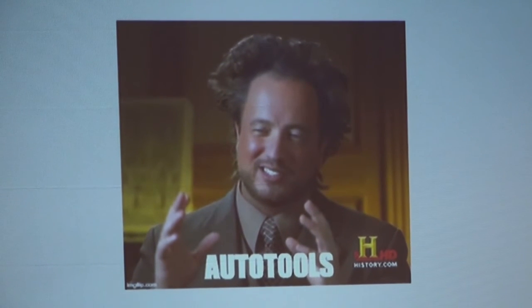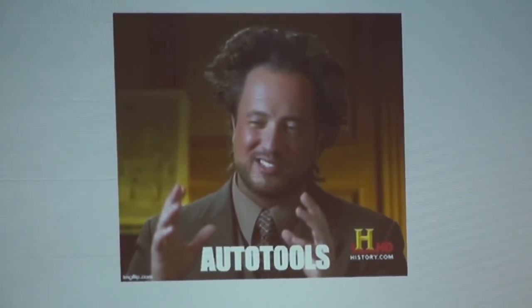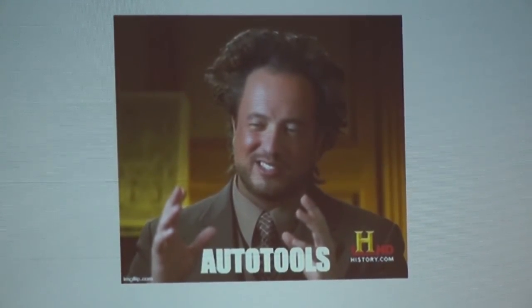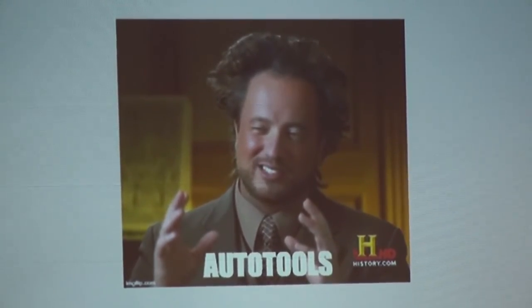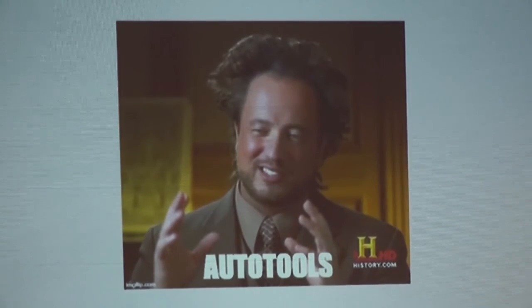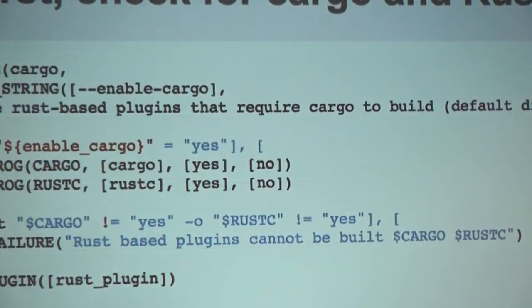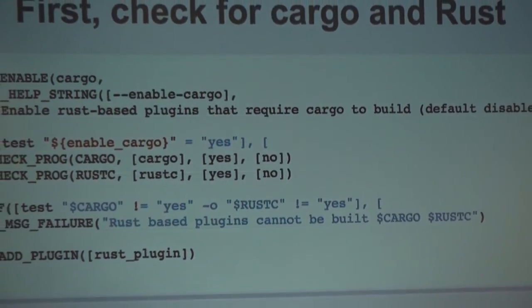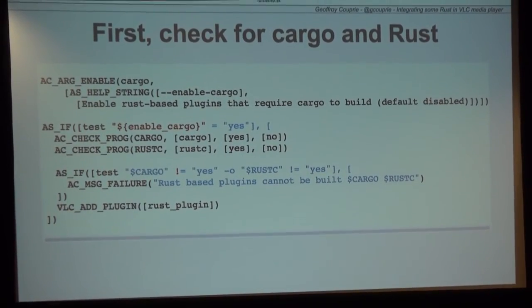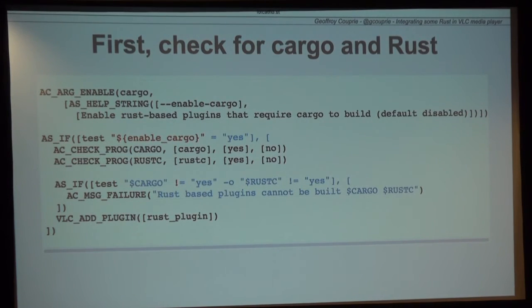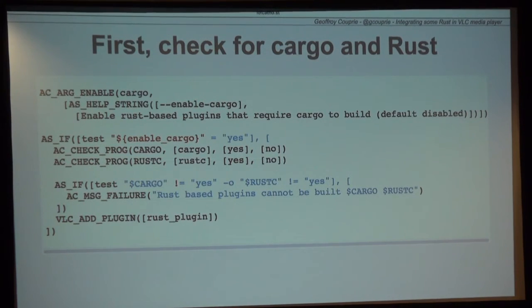So now the build system. Can we build something with autotools? Because Cargo thinks it knows better how to build everything, and I think it's right. But the autotools know better, and you have to play nice again. So how does it work? First, you have to check if there's a cargo and rustc. So this is autoconf stuff. It's pretty nice. I did not write that. I'm really bad with the autotools, but it's all right.